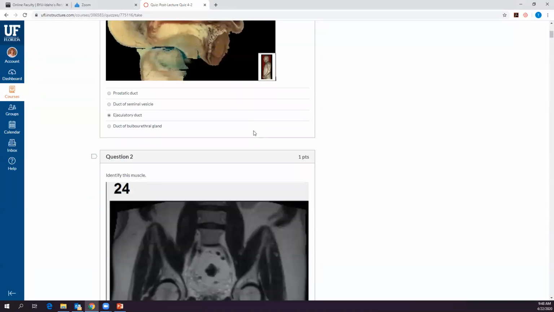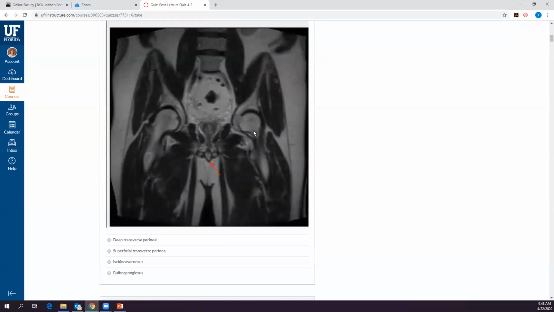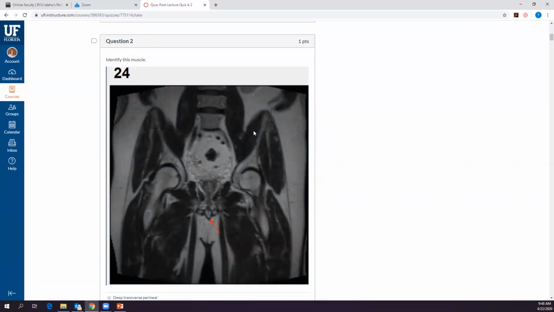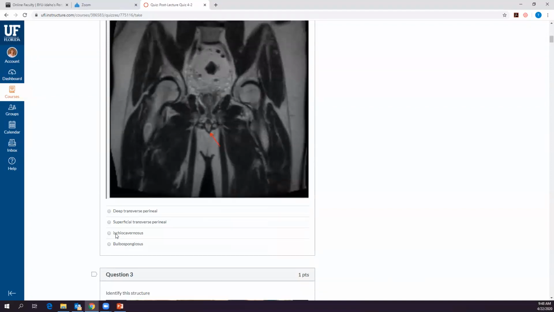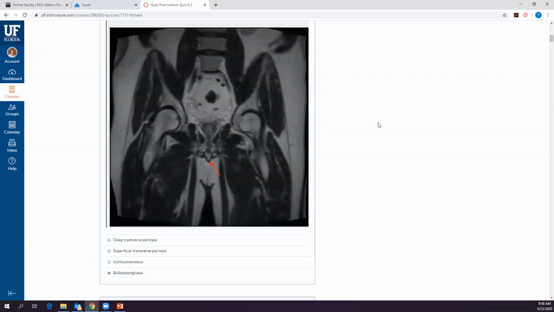All right, let's look at the next one. So these are the things that are just like, are you kidding me? Okay, so we have a muscle that's right here. This is a muscle that's attached to the bulb of the penis. That's called the bulbospongiosus muscle, but we don't ever talk about that. So that's a coronal section, in case you're trying to visualize what we're seeing.